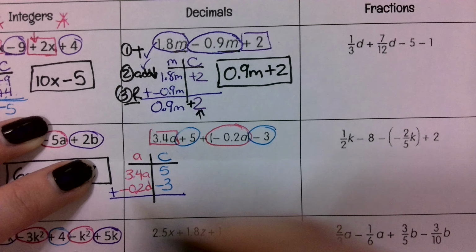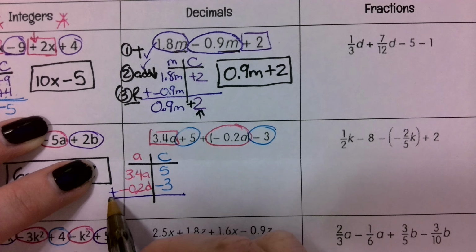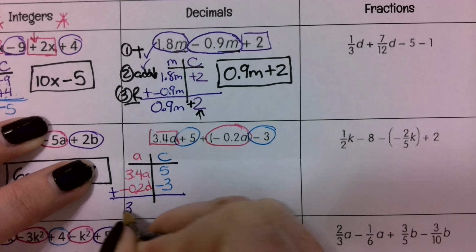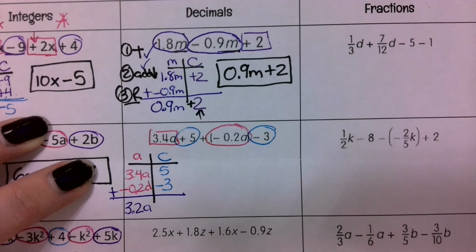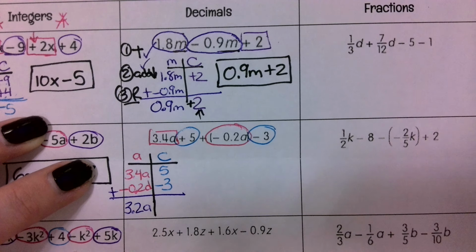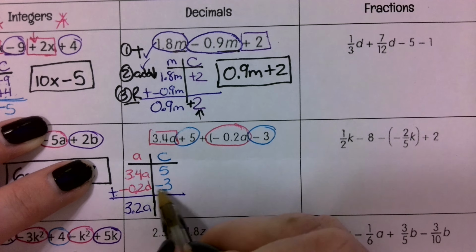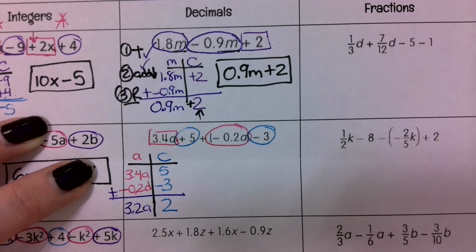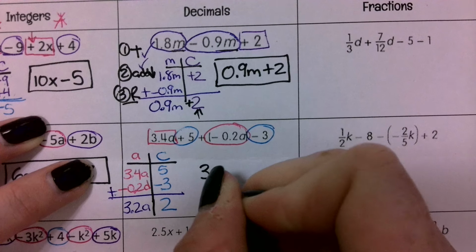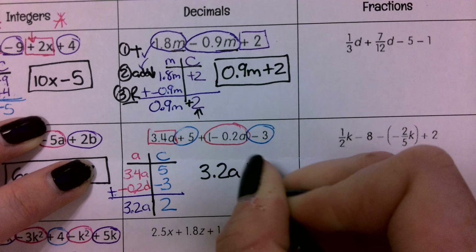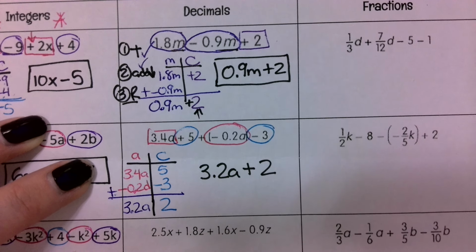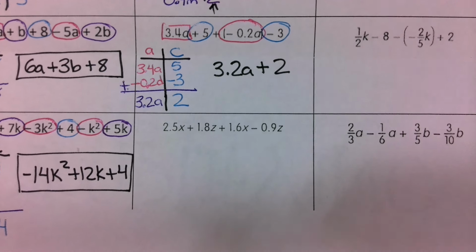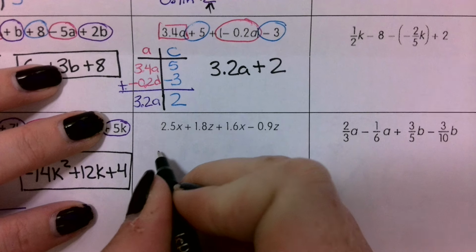Second step, add down. 3.4 plus a negative 0.2 results in a 3.2a. And then for the constants, we have 5 plus negative 3 is equal to a positive 2. Step 3, rewriting our answer. 3.2a plus, because it's a positive 2, 2. All right, guys, if you haven't tried it yet, try this one on your own. If not, follow along. Start with the T-chart.